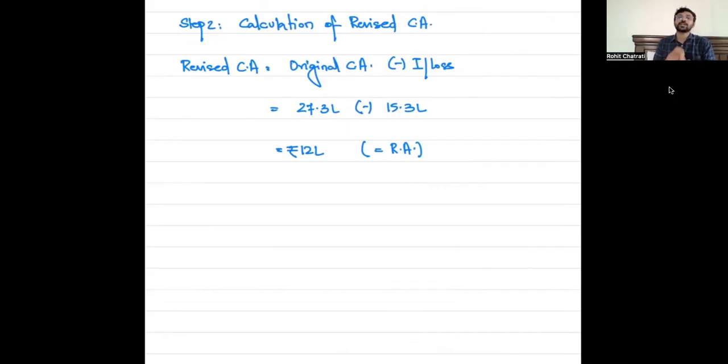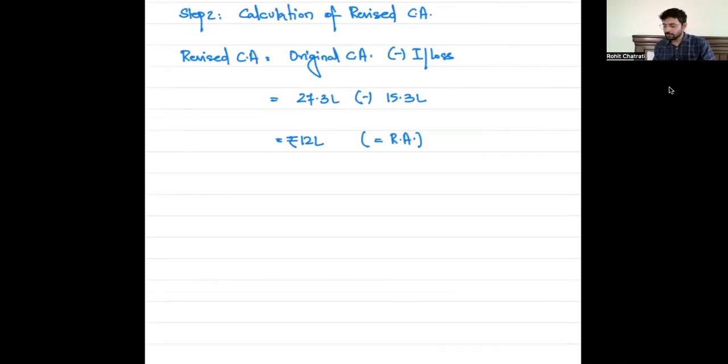What I need to do is calculate the revised depreciation that I would have to charge in future, which will be based on this 12 lakhs of carrying amount and the remaining useful life of 3 years. So the revised carrying amount is 12 lakh rupees, remaining life is 3 years, and salvage value is given as 0. So it's 12 lakhs less 0 divided by 3 years. So the revised depreciation will be equal to 4 lakhs per annum.